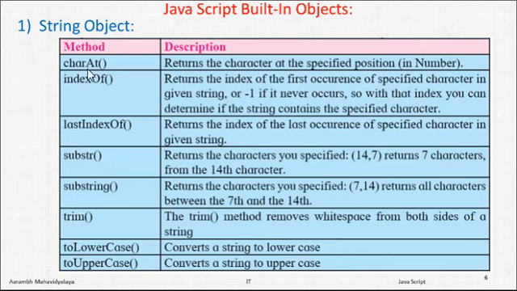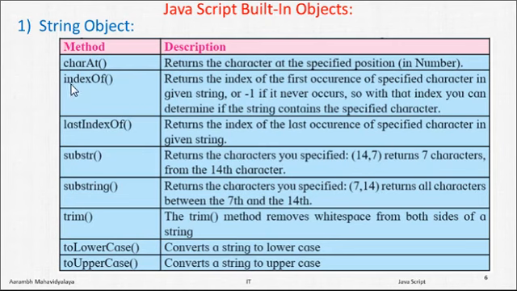First method is charAt. It returns the character at the specified position in number. Here in bracket whatever the character we are providing, that character's occurrence number will be written as an output, just like its position number as first, second, third, fourth, whatever it may be.